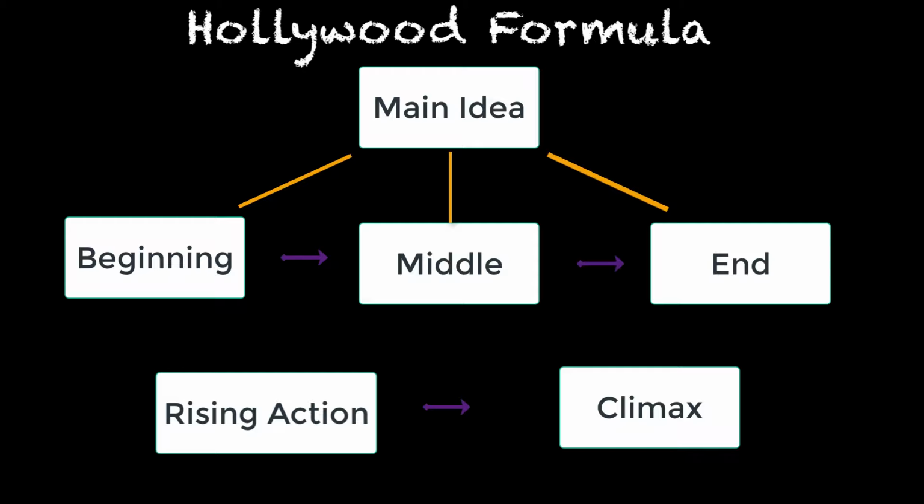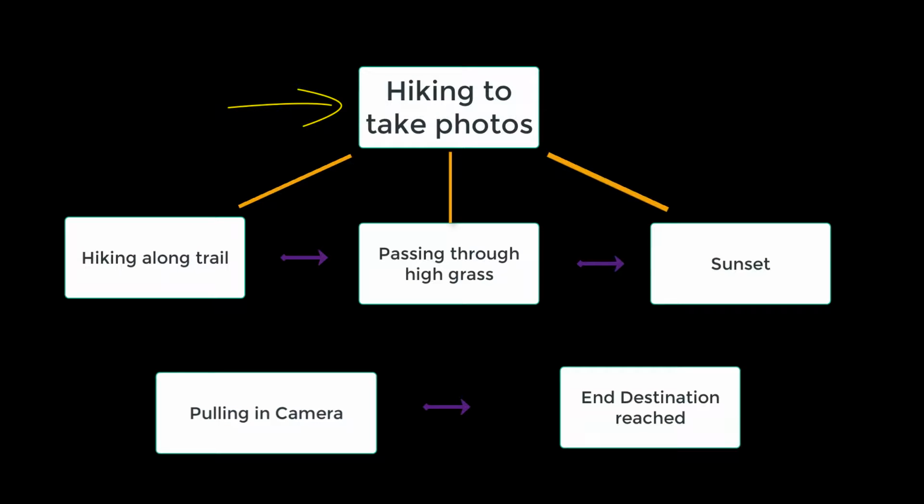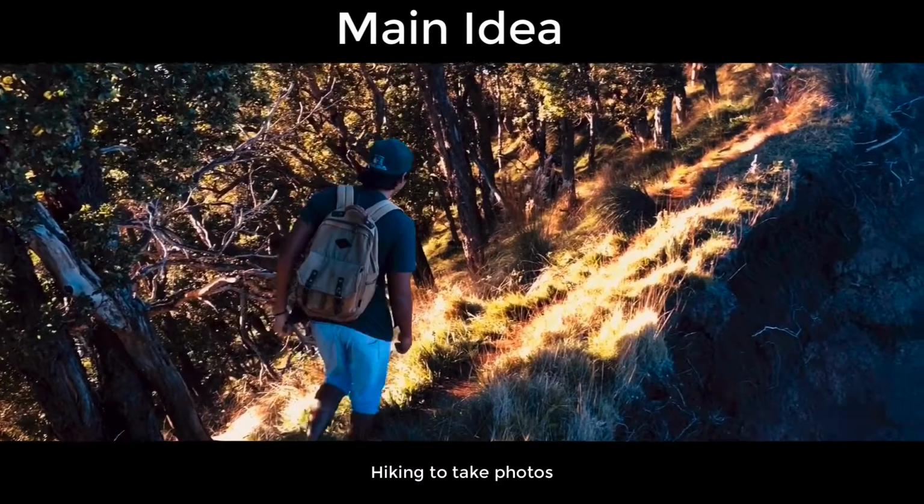Let's take my sequence for example. The main idea is hiking for a photo shoot. The beginning is simply hiking along the trail. The middle, clips of passing through high grass. Then you see me pulling in the camera for the rising action, and the climax is reaching the end of the photo shoot. Okay, let's look at my sequence again.